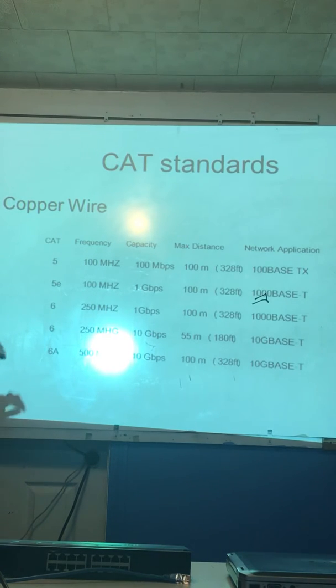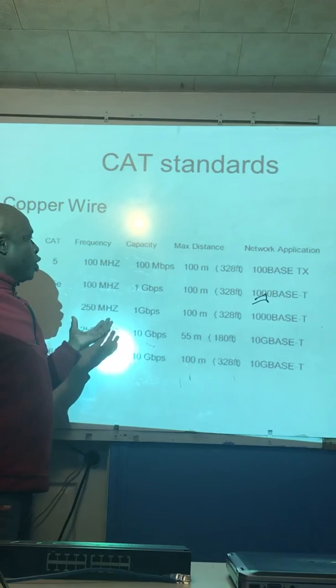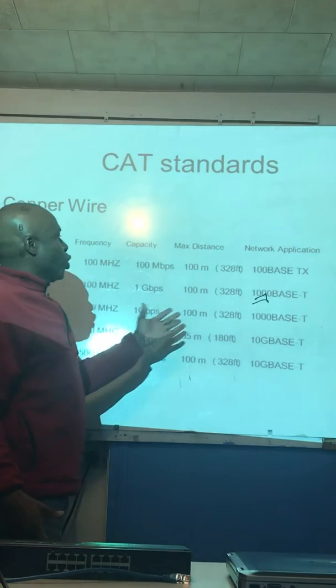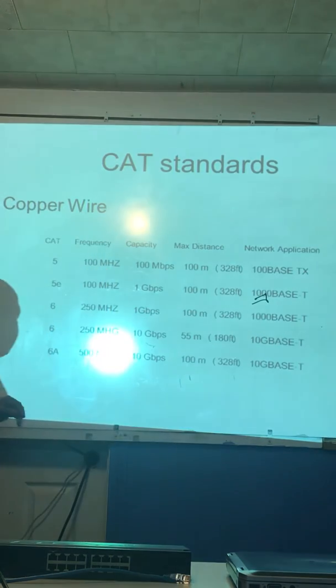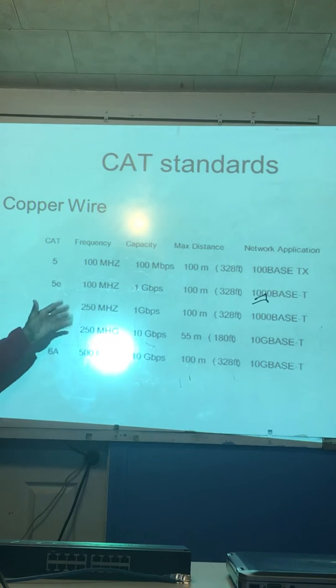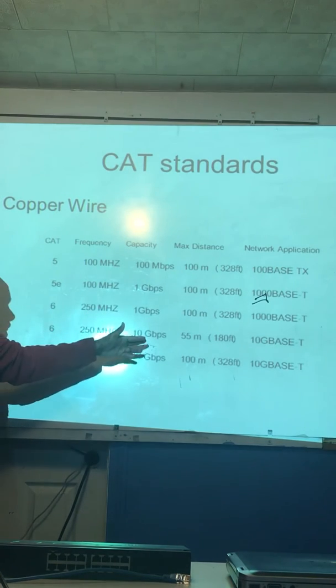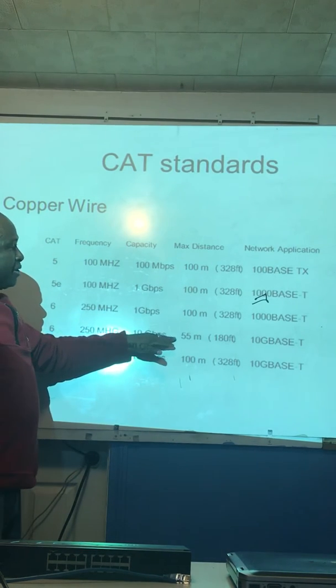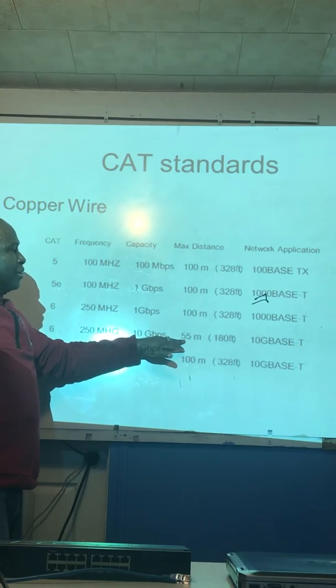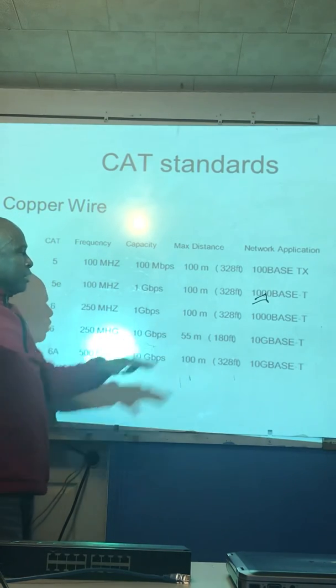328 feet. However, now most technicians use Cat6, which goes to 250 megahertz, has a capacity of 1 gigabit per second, and goes to 328 feet, and it's 1000BaseT. We have two types of Cat6. There is one that supports up to 10 gigabits.